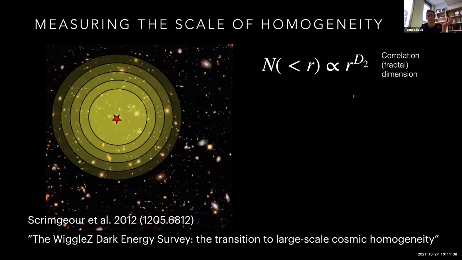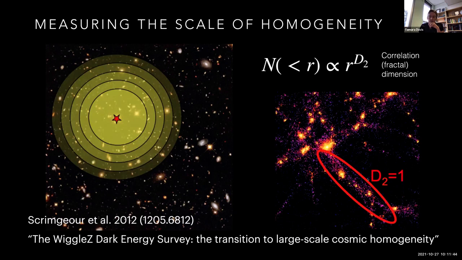At small scales, you won't be homogeneous. If you go along a filament, as you increase the volume of a sphere, it will only increase linearly with radius, and so D2 will be 1. I think David Parkinson showed these at the very first talk. These come from some of Morag Scrimgeour's talks and her paper on this back in 2012.